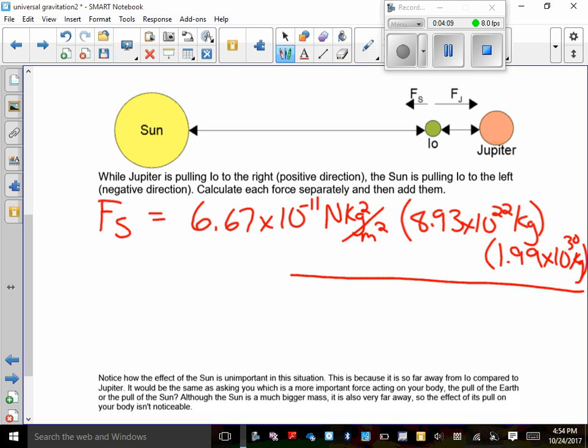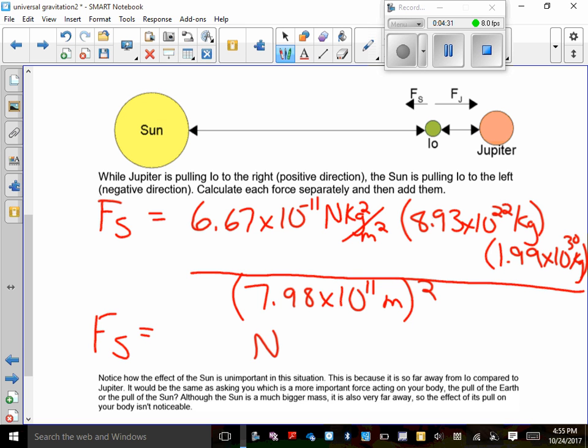Okay, this all gets divided by r squared. The distance from Io to the Sun was 7.98 times 10 to the 11 meters, all squared. This is going to come out to be newtons. Make sure you pause, try this calculation out, make sure you can get the same answer that I do. I got 1.86 times 10 to the 19 newtons.